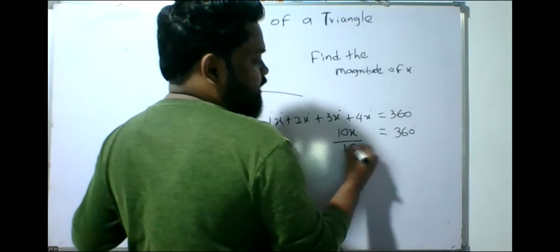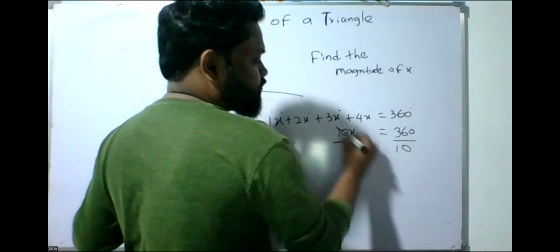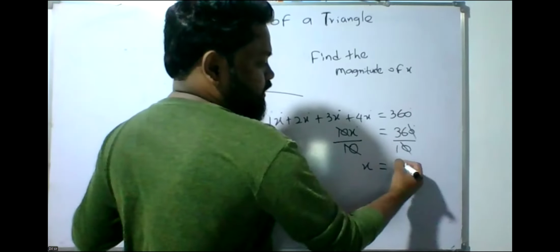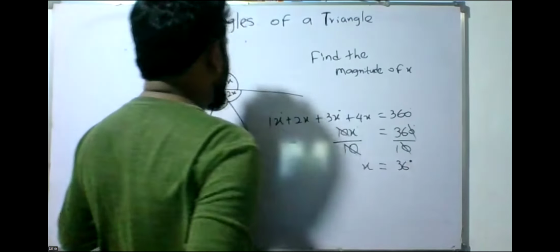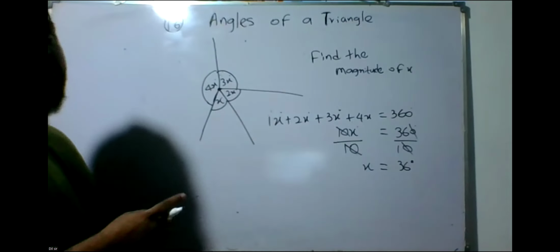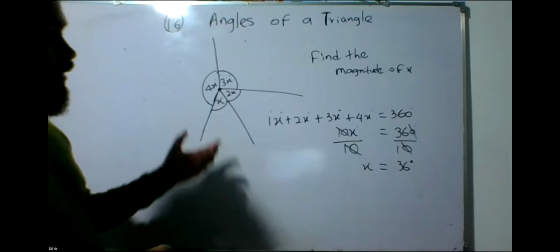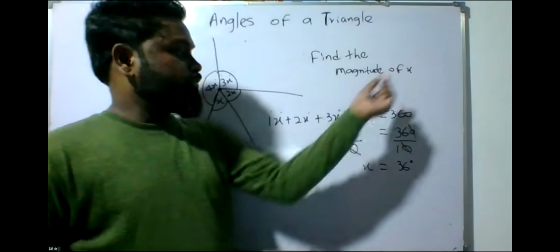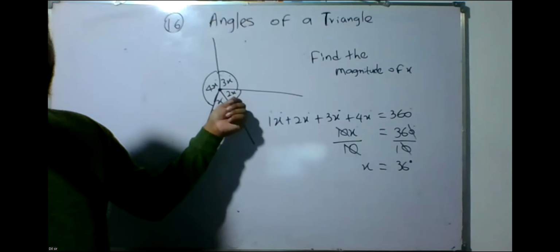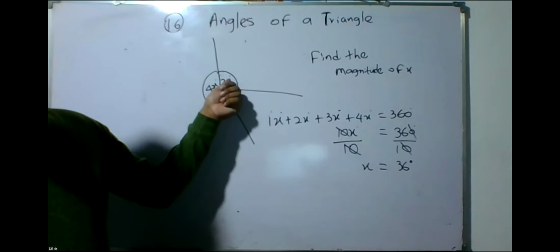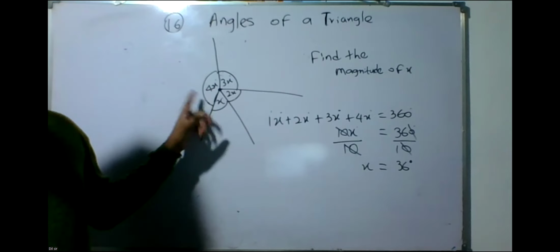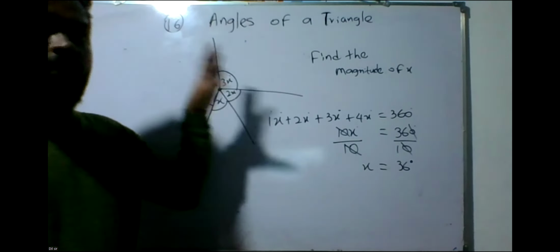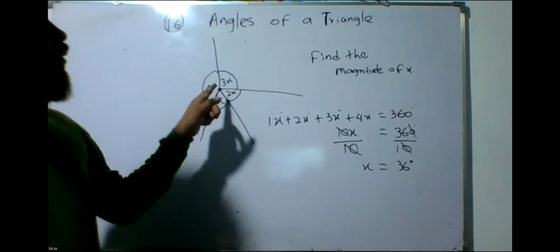Then both sides should be divided by 10. x equals 360 divided by 10. The zeros cancel out. Then 36. If you want, you can find the magnitudes of the other angles also. But no need, because the question is to find the magnitude of x. If you want this one, 2 times 36. If you want this, 3 times 36. If you want this, 4 times 36. Anyhow, the sum of them should equal 360, because all four angles are located around this point.